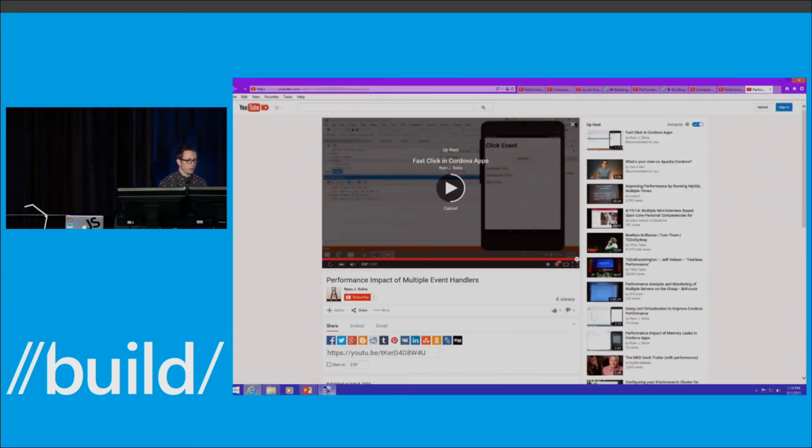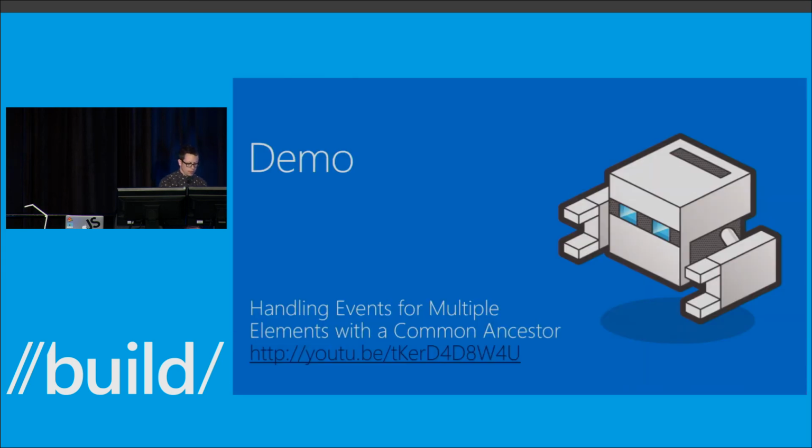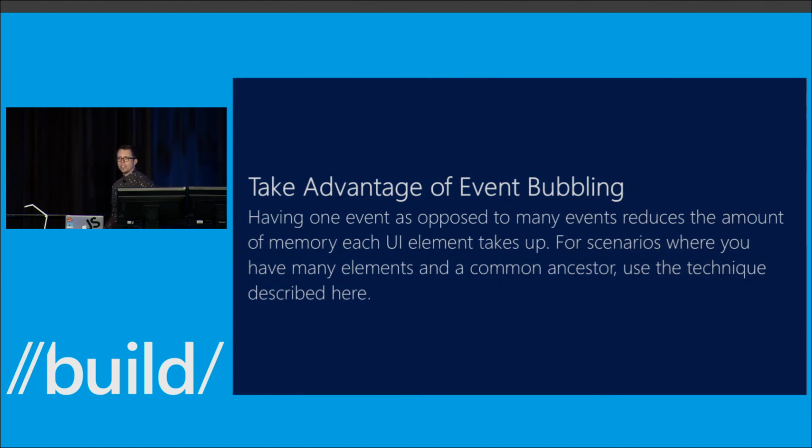So if you take anything away from this, I would say take advantage of event bubbling. Or failing that, if you're not going to take advantage of event bubbling, at least reference back to a common function and use that common function to sort things out from there. Don't try to stamp out and replicate your method for each object.